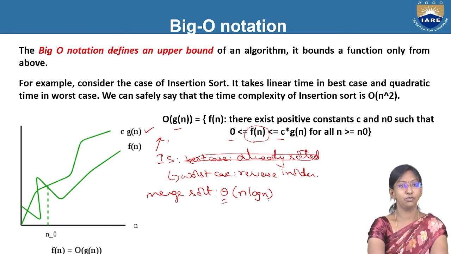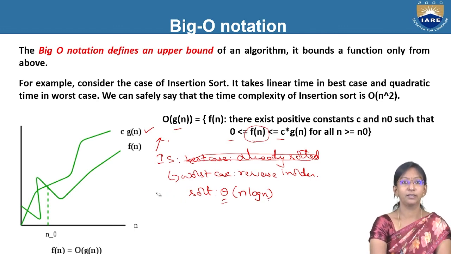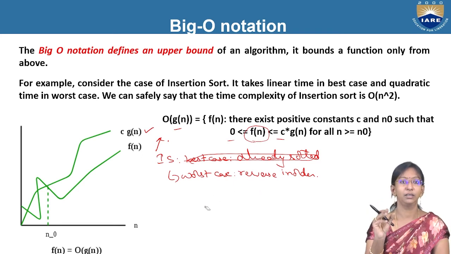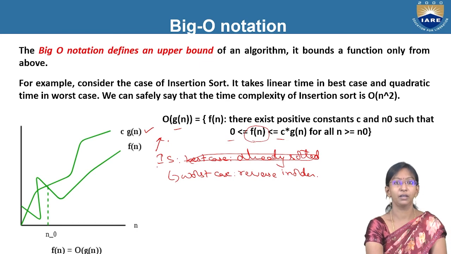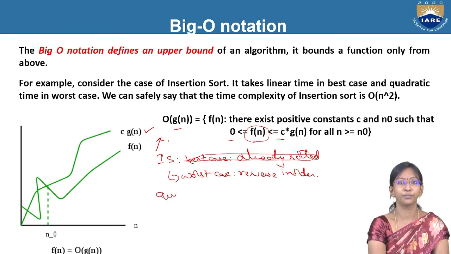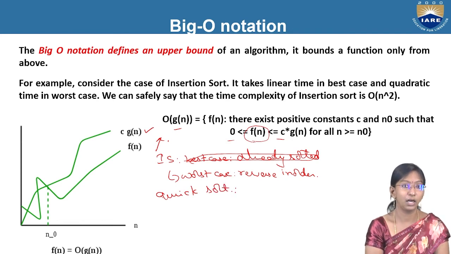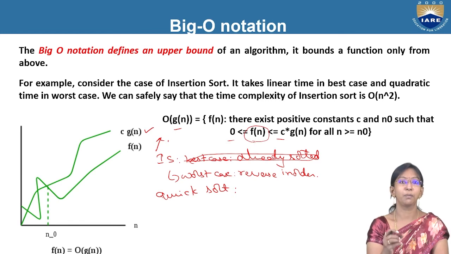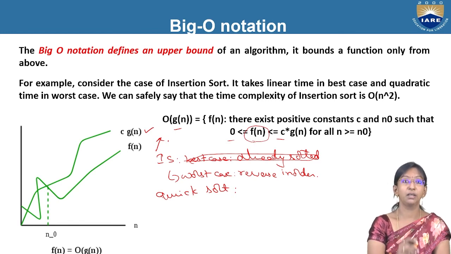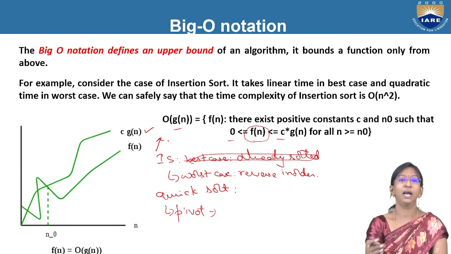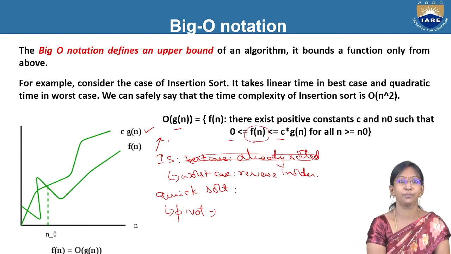Insertion sort is the best example for the same. Let me give one more example to you. Merge sort, all the three cases are theta of n log n. What about quick sort? Any idea about this one? When can you say that quick sort works best? The best case of quick sort is a case where the pivot element divides the list into two equal halves at each and every iteration.